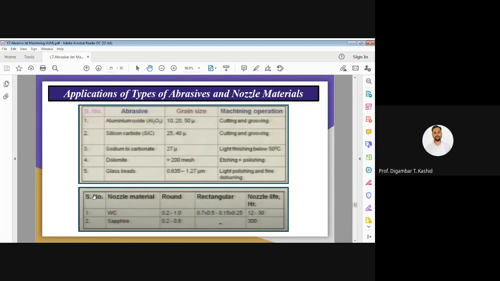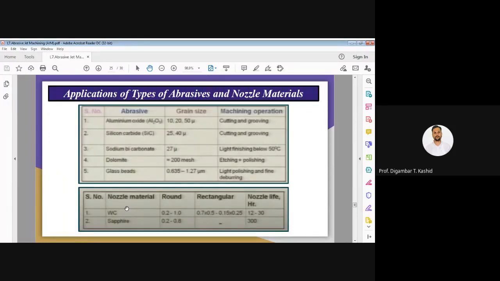This is about the abrasives: for which machine operation, what type of abrasive we should select, and which grain size we should select. That is important. Then in the second table, I have shown the nozzle material. You can see there are two commonly known materials for making the nozzle: one is tungsten carbide, WC, and the second is sapphire.